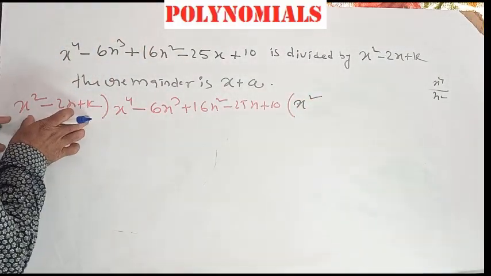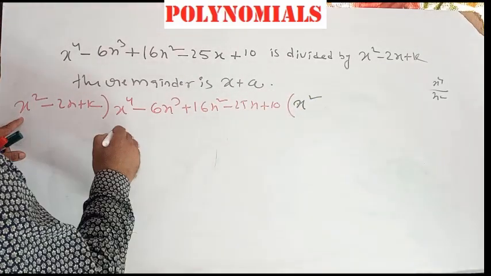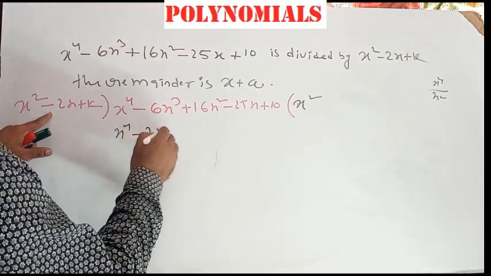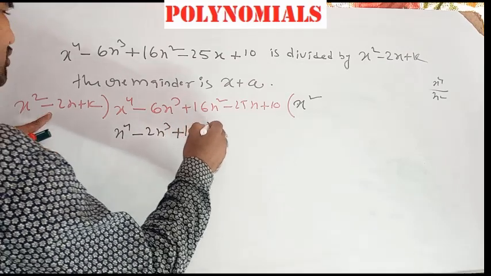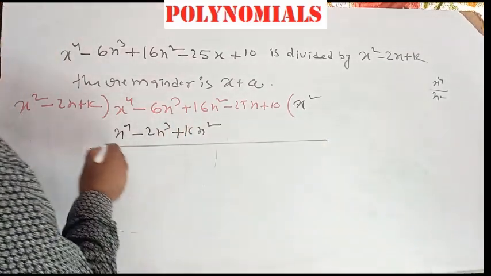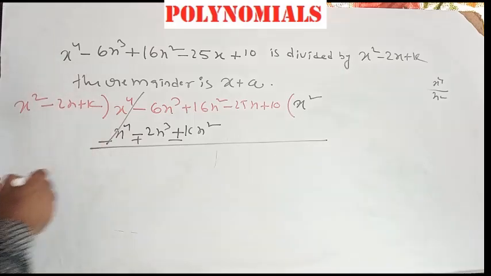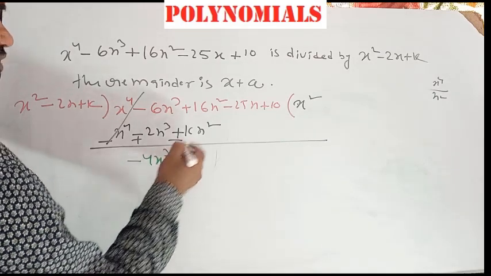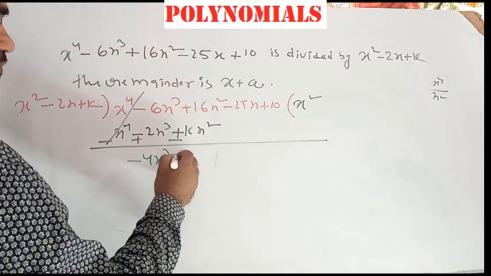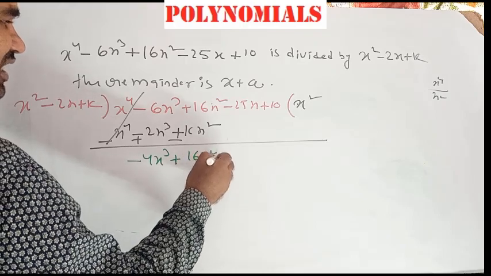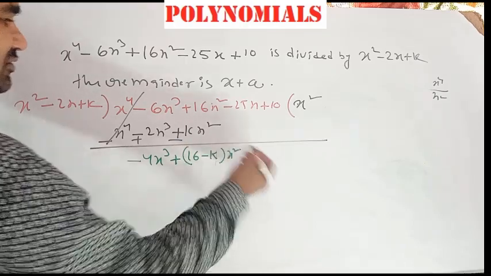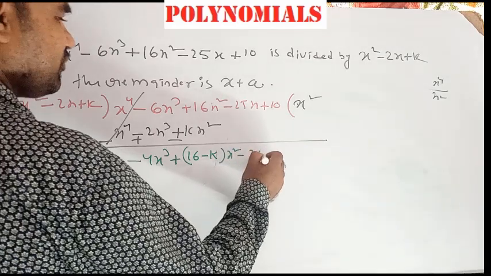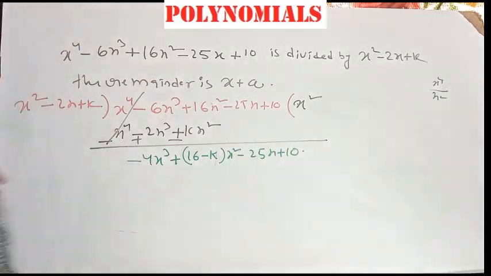Now the total divisor should be multiplied by that first term: x^4 - 2x^3 + kx^2. Now we need to subtract: minus, plus, minus, these two get cancelled. Observe here, -6 + 2 is -4x^3. These two are like terms, (16 - k)x^2, then -25x + 10. This is third degree and this is second degree, so the division is not completed.